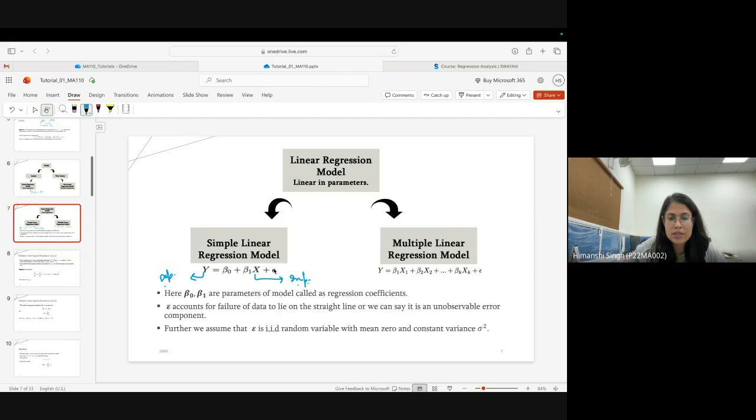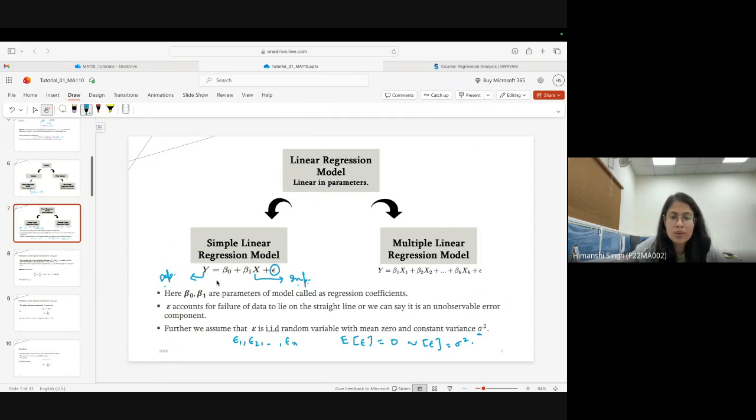Here epsilon is the random error. Beta naught and beta 1 are the parameters, which are also known as the regression coefficients. We will also assume, for our calculations and derivations, that epsilon is an independent and identically distributed random variable with mean 0 and constant variance sigma square. If I have observations y1, y2, yn and x1, x2, xn, then for each xi, yi there is an error epsilon i, that is epsilon 1, epsilon 2 till epsilon n. Epsilon is a random variable whose expected value is 0 and variance is sigma square. This is the assumption.